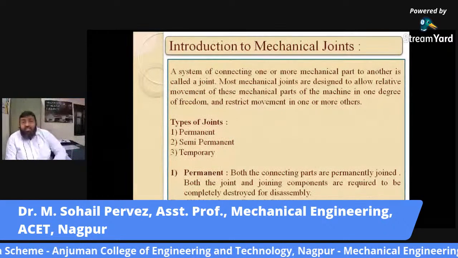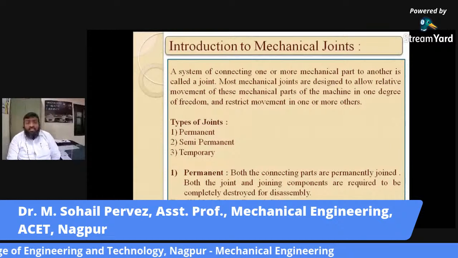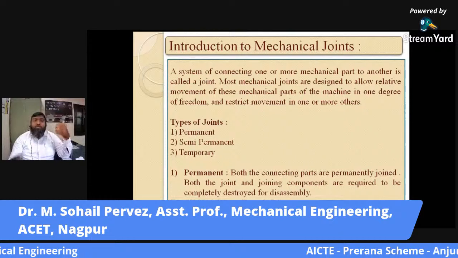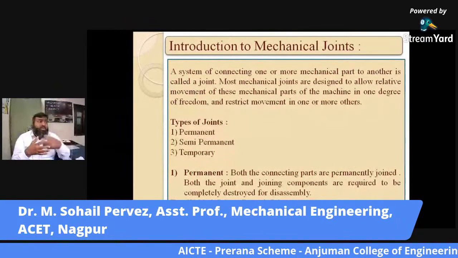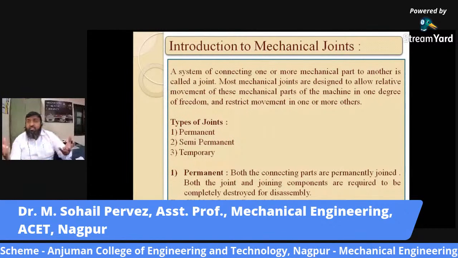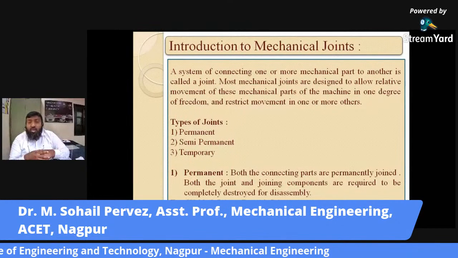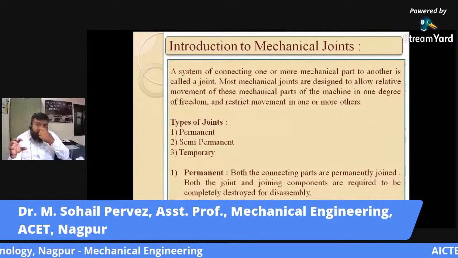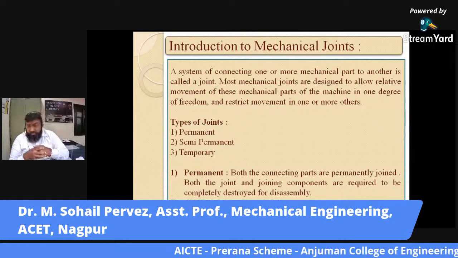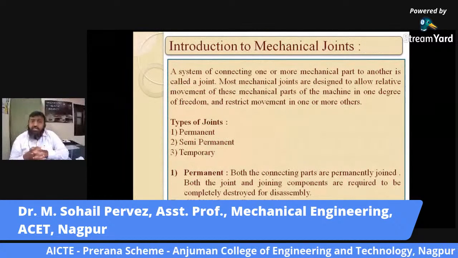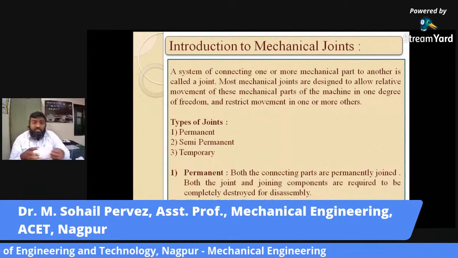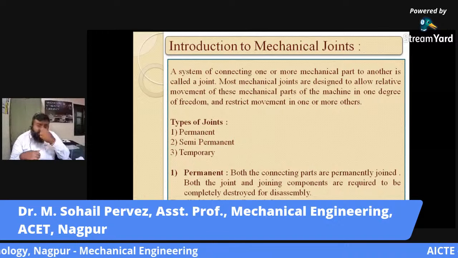Now, as far as mechanical joints are concerned, it is basically a system of connecting one or more mechanical elements, so that some load can be transferred, some pressure can be transferred, so that some motion can be transmitted. So all these connections, all these joints are to be studied under the heads of these three classifications. Number one is types of joint, that is how the joints are classified. So this is a very simple classification as far as different types of joints are concerned.